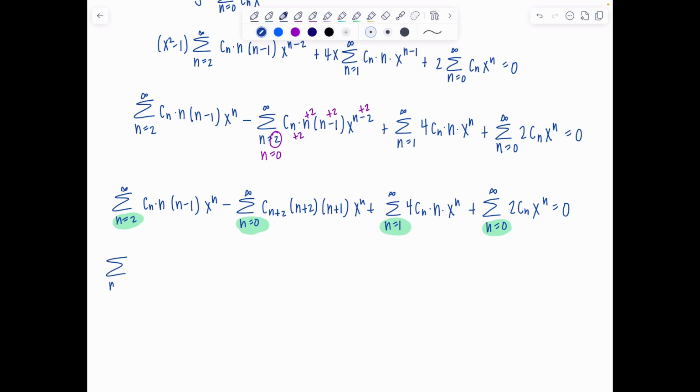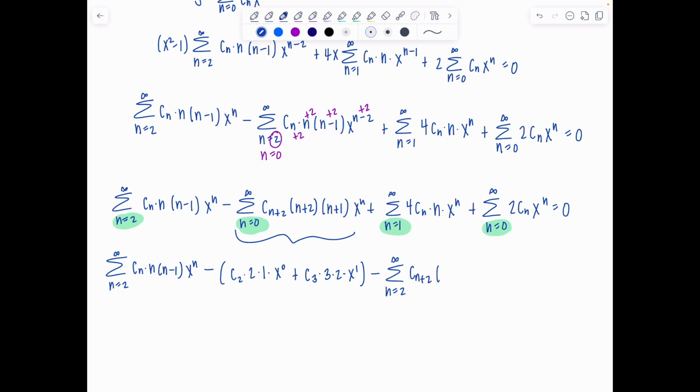This first one, we don't have anything to do. I'm just going to rewrite it. Minus. Now I'm going to write the n equals 0 term separately. So it's going to be, let me put parentheses, could be dangerous, c2 times 2 times 1 times x to the 0. I'm also going to write n equals 1 separately. c3 times 3 times 2 times x to the first. Now I can start this guy at 2, because I wrote 0 and 1 by themselves. They get to just break free from the sum and do their own thing. Okay, great. All right, over here, same deal.